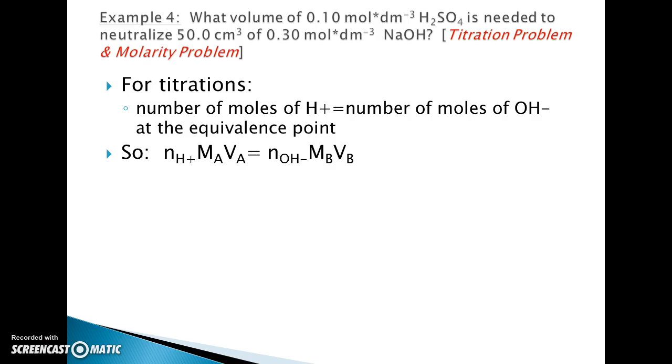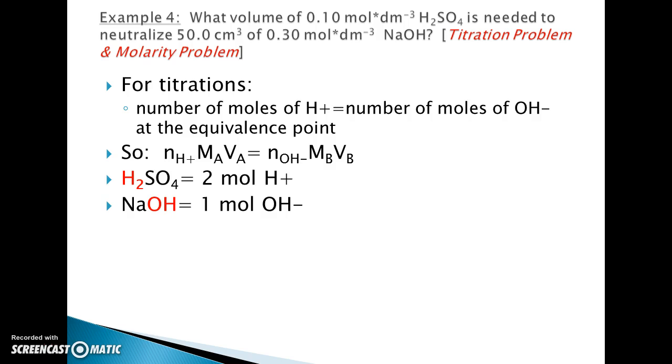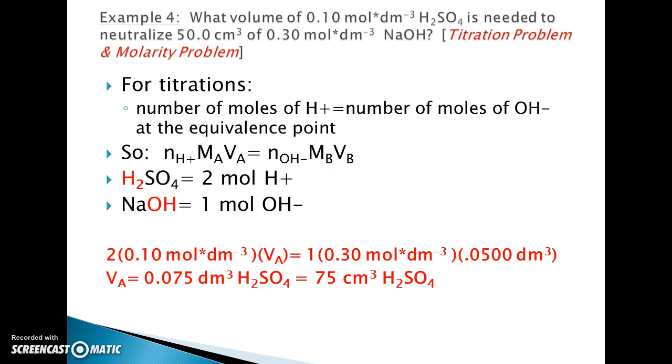So we can derive this formula. The number of moles of H plus, which is the molarity of the acid times the volume of the acid, equals the number of moles of hydroxide, which is the molarity of base times the volume of base. So H2SO4 has 2 moles of H plus and NaOH has 1 mole of hydroxide. So this is what we would get. 2 times 0.1 times the volume of the acid equals 1 times 0.3 times 0.05. So the volume of the acid we would get is 0.075 decimeters cubed or 75 centimeters cubed of H2SO4.